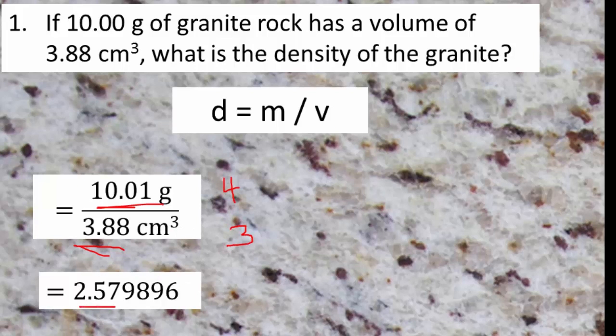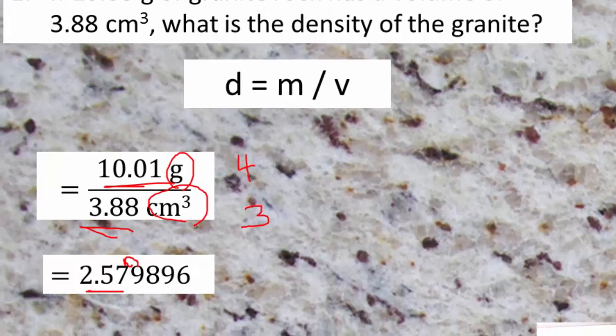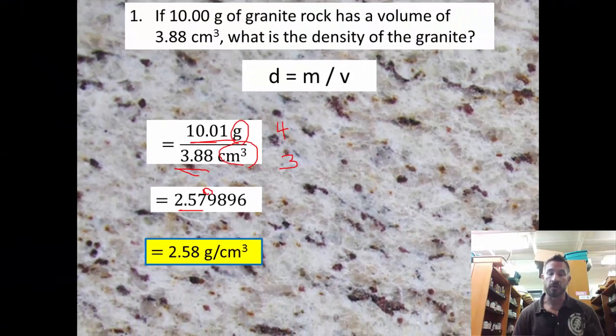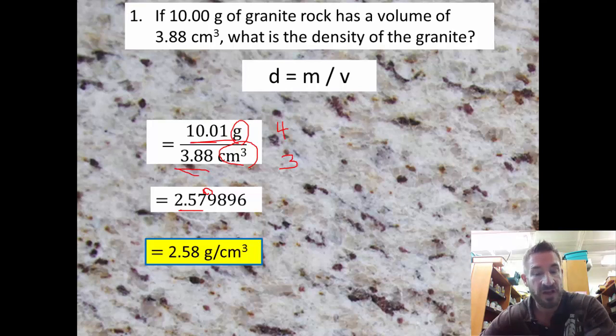So we want to round this to 3 significant figures. We see that 9 would round the 7 up to an 8. And the units for this would simply be grams per centimeter cubed. So the final answer for this would be 2.58 grams per centimeter cubed. The difference between grams per centimeter cubed or gram per milliliter we'll talk about in a second, but usually things that are solid we'd use a centimeter cubed for. We've got 2 more sample problems.